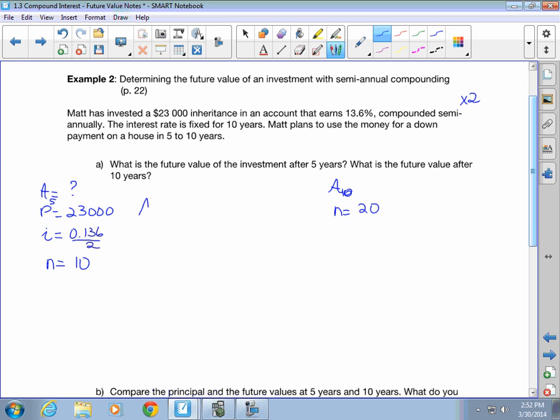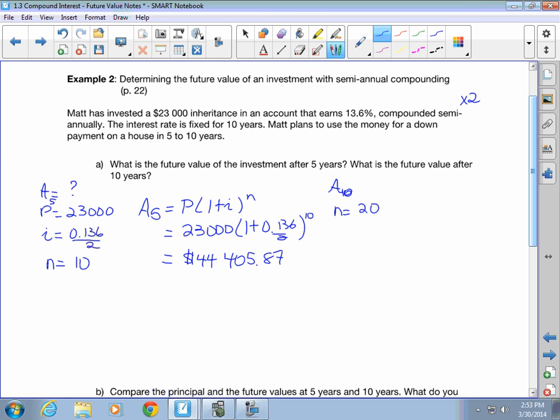So for A5, our principal was $23,000 times 1 plus 0.136 divided by 2, and this is to the power of 10 because it's 5 times 2. So at the end of the 5 years, they would have $44,405.87.